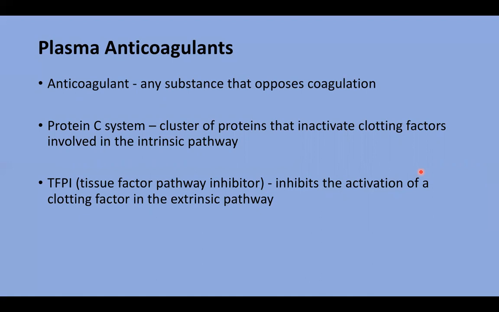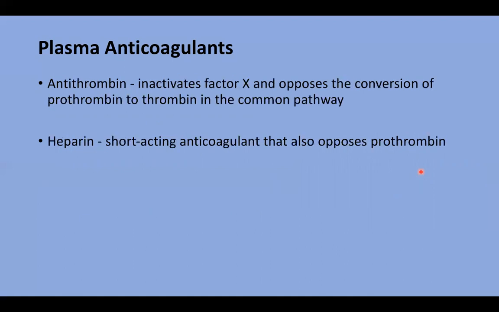There is TFPI, tissue factor pathway inhibitor. This is going to inhibit the activation of clotting factors in the extrinsic pathway if there's not true damage to the vessel, just damage to the tissues itself. Antithrombin is going to inactivate factor 10, and therefore it opposes the conversion of prothrombin to thrombin, which then would prevent the conversion of fibrinogen to fibrin. And then our cells also produce an anticoagulant called heparin. Heparin is a short-acting anticoagulant that also opposes prothrombin.